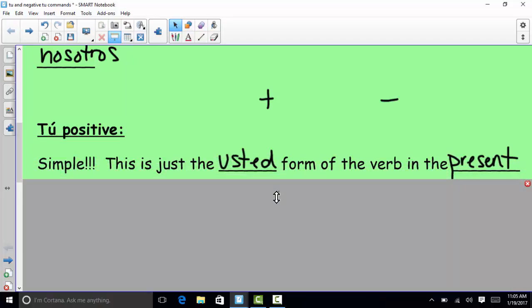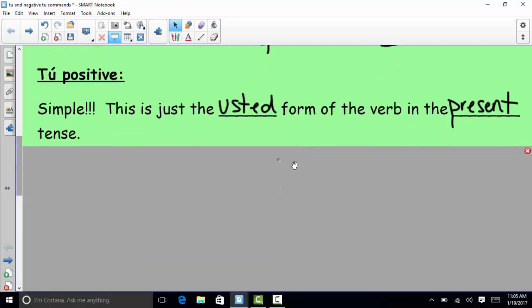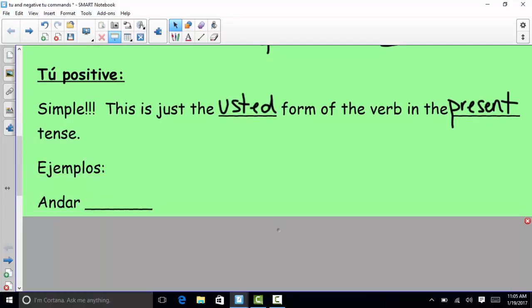Okay, so the tú affirmative or the tú positive command is very simple to create, and if you were here for the Christmas tree drawing on the top of your head, we were using the tú form command. So all you need to do to form the tú positive command is use the usted form of the verb in the present tense. Okay, and that's it, the él/ella/usted form in the present tense.